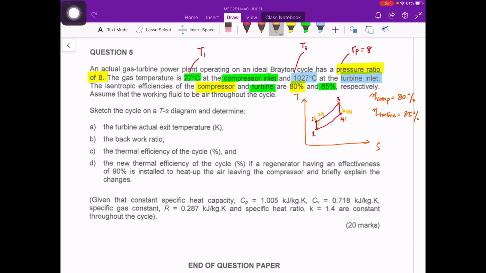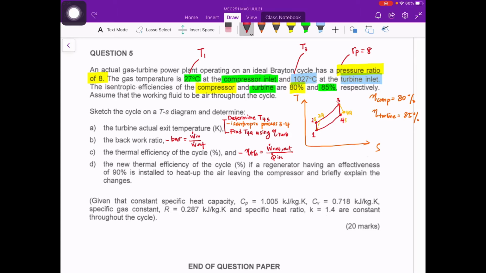Since the isentropic efficiencies are given to us, we know that we can determine the actual properties for certain states, especially the states leaving the compressor and leaving the turbine. Therefore, if we alter our TS diagram, it should look like this, where we now have the actual state leaving the compressor and also the actual state leaving the turbine. Next, let's have a look at the items requested by this question.